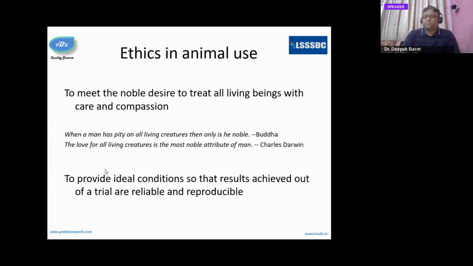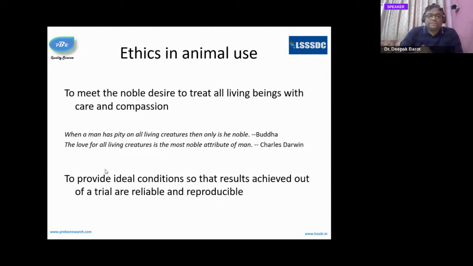Okay, so we have to do it, but while utilizing these animals for research, we can always make sure that all the animal welfare and ethics practices are maintained. So that's where ethics comes into play. As Buddha said, when a man has pity on all living creatures, then only he is noble. Even Darwin says the love for all living creatures is the most noble attribute of a man. Right? So at least, see, two, three things. I'll come to that in a subsequent slide.